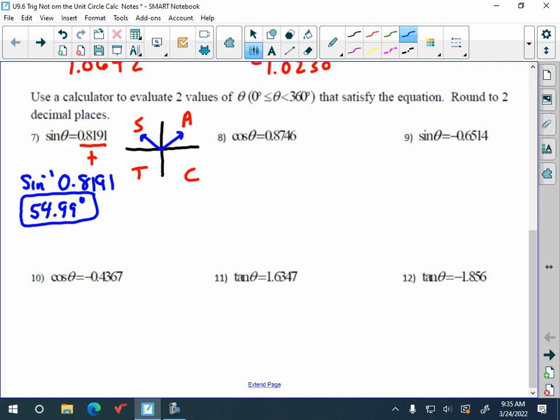All right, now if we look at our little table here, our drawing, 54.99 is this angle right here in quadrant 1. All right, because we know there has to be an angle that's between 0 and 90 degrees, and 54.99 is between 0 and 90. So that's this angle right there, 54.99. All right, now how can we find the second angle that's in quadrant 2?